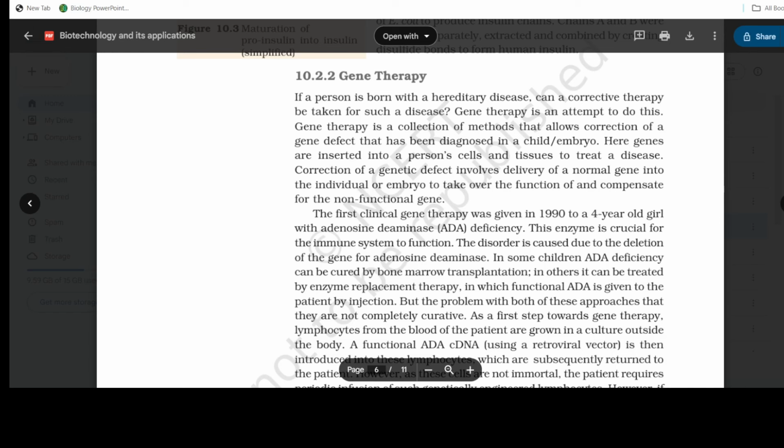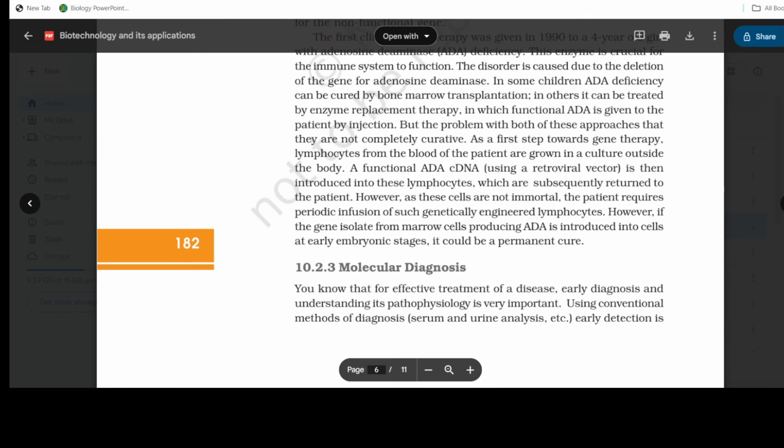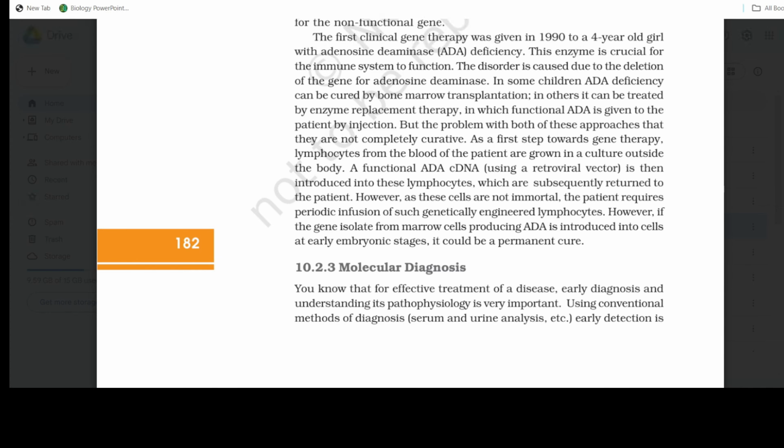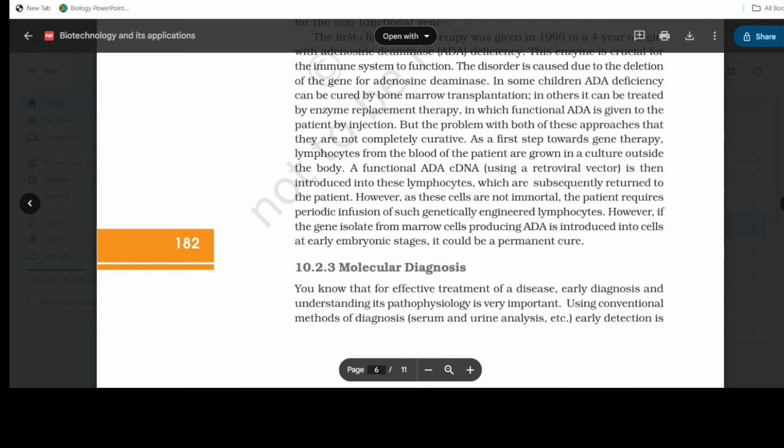But the problem with both these approaches is that they are not completely curative. These are temporary measures. Replacing the bone marrow or injecting an enzyme will not be a complete cure. It lasts only for a short time. As a first step towards gene therapy, lymphocytes from the blood of the patient are grown in a culture outside the body. So this can be a cure, right? That can be done.